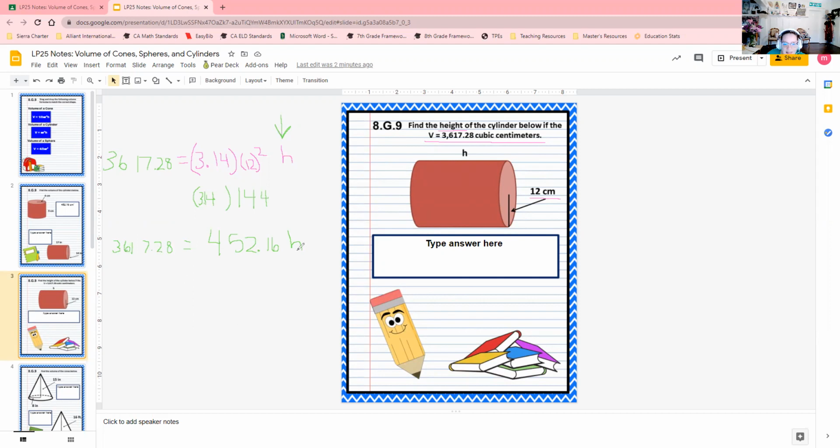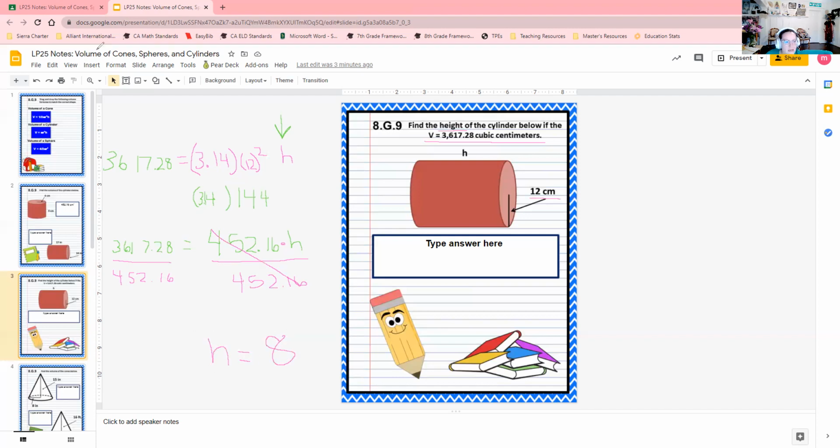Last step, we want to get h all by itself, so we need to divide that out of there because that is a multiplication. So get rid of the 452.16. Boom, get rid of the 452.16. And again, just use your calculator, make your life easy. 3,617.28 divided by 452.16 gives me an answer of 8.